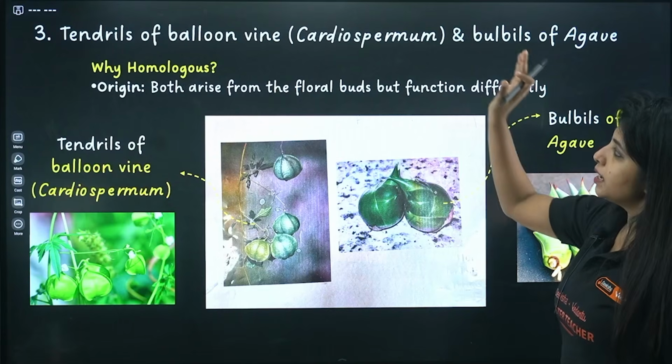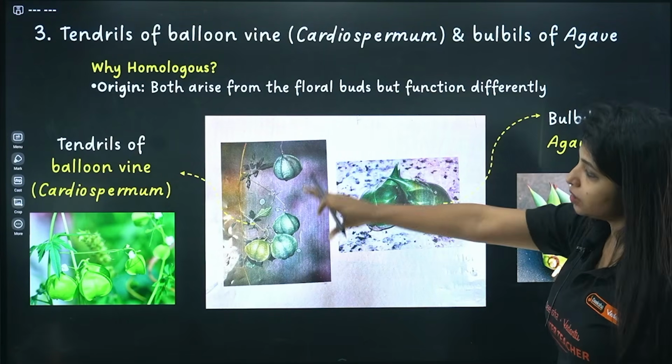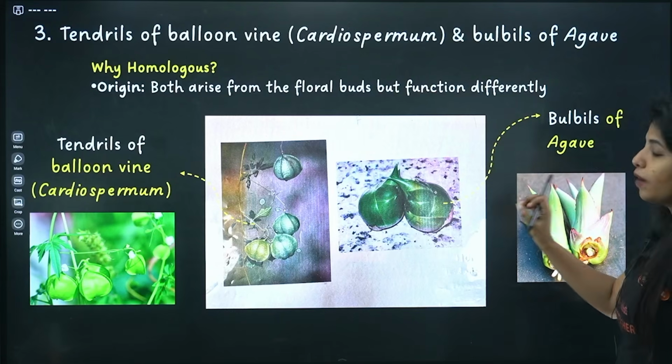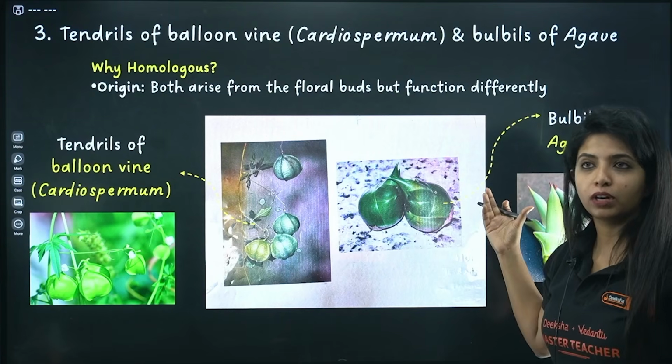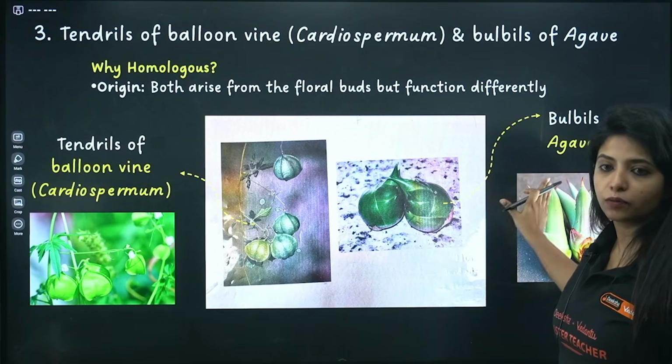And my dear children, balloon vine and bulbils of Agave, BB again. Over here, tendrils are being formed with the help of floral buds, and over here you have bulbils, which is a mode of asexual reproduction in the case of plants. Got it? Both arise from the floral buds.